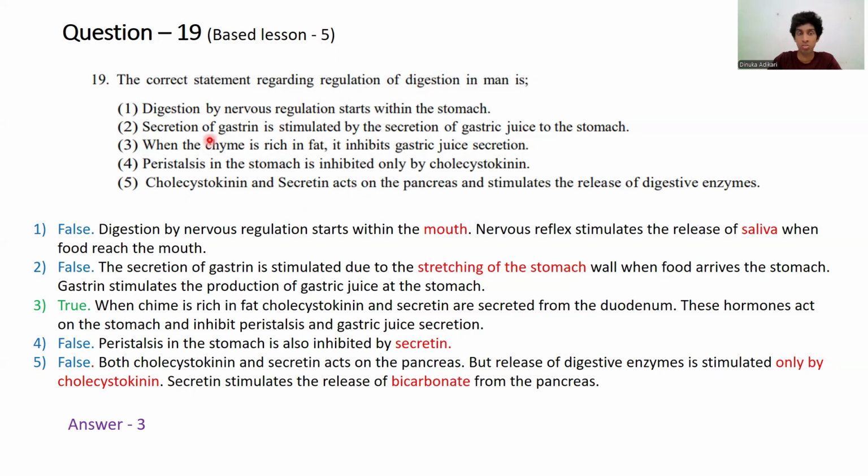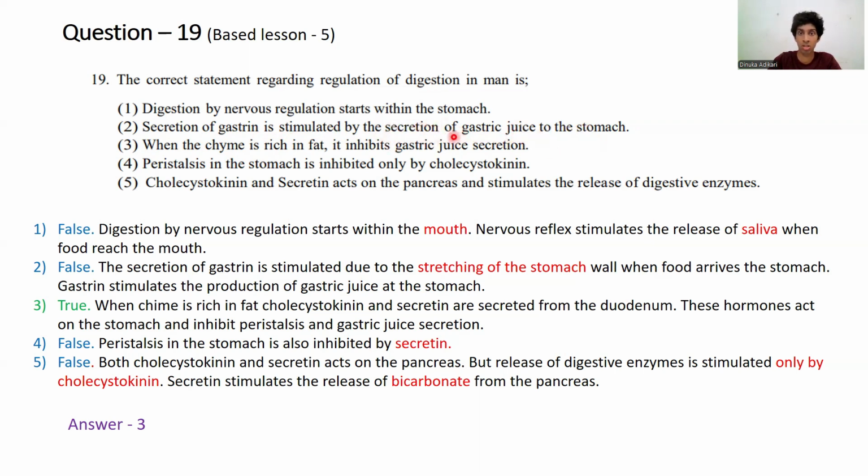2. Secretion of gastrin is stimulated by the secretion of gastric juice to the stomach. No, that's false because the secretion of gastrin is stimulated due to the stretching of the stomach wall when food arrives at the stomach. So the secretion of gastrin is not stimulated by the secretion of gastric juice to the stomach, but the vice versa is correct.